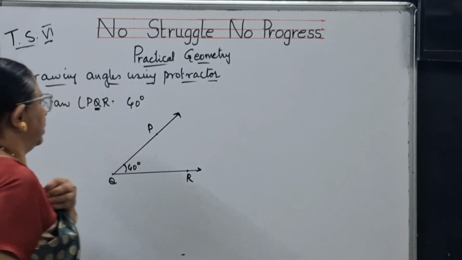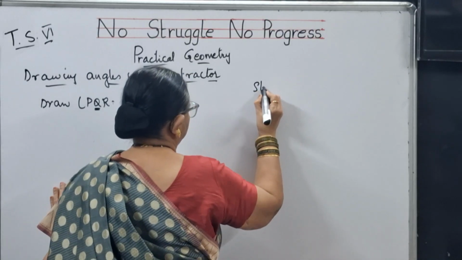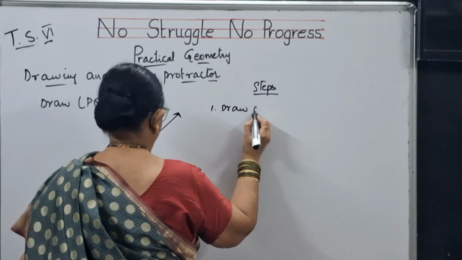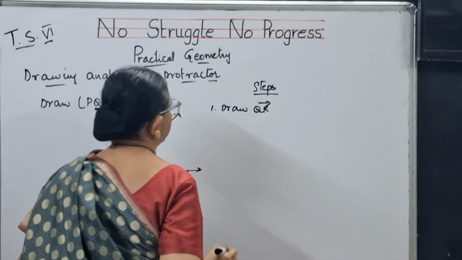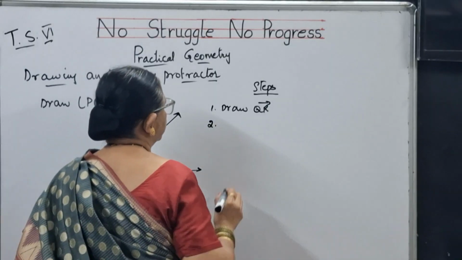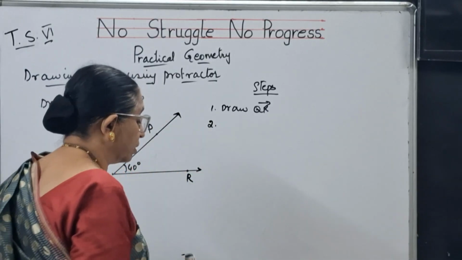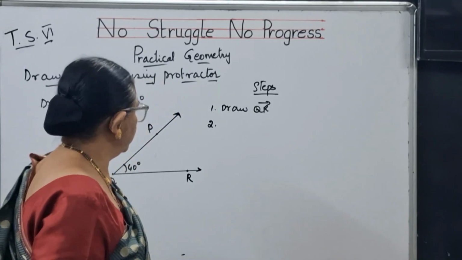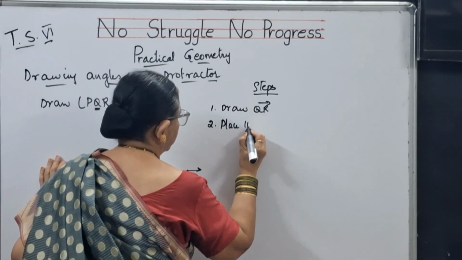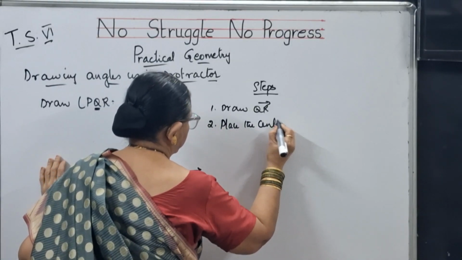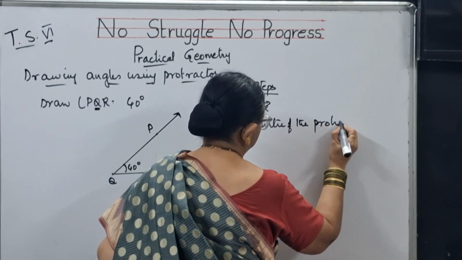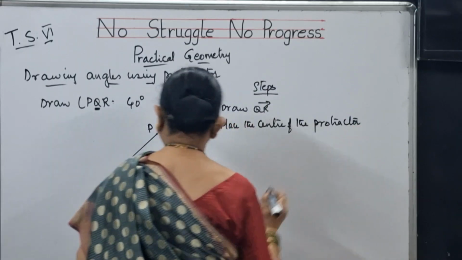40 degrees. So if you are writing the steps, what are the steps you will write? First, draw QR ray. After drawing QR ray, second, using the protractor, you have to place the center of the protractor on Q.